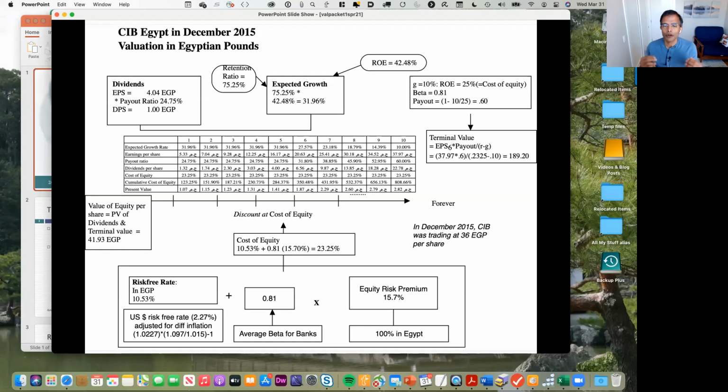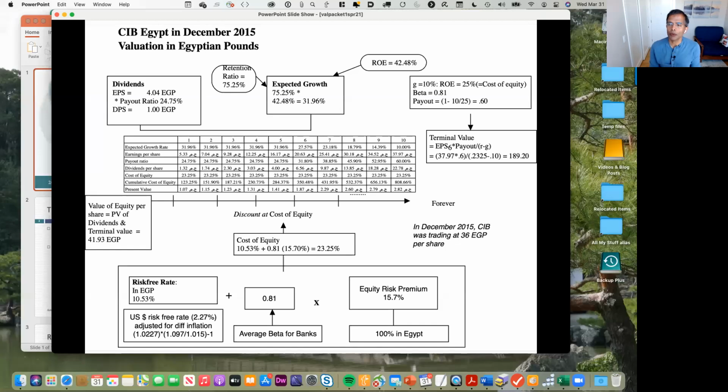Here's what I'm going to do. I'm going to try to forecast the dividends I will receive from investing in CIB. To forecast dividends, what's the first thing I need to do? I need to forecast earnings. And I'm going to draw on that fundamental growth equation. If I know that you're retaining 75% of your earnings and earning a return on equity of 42%, that's a mind-bogglingly high number, right? But remember, it's in Egyptian pounds. I get an expected growth rate of 32% a year.